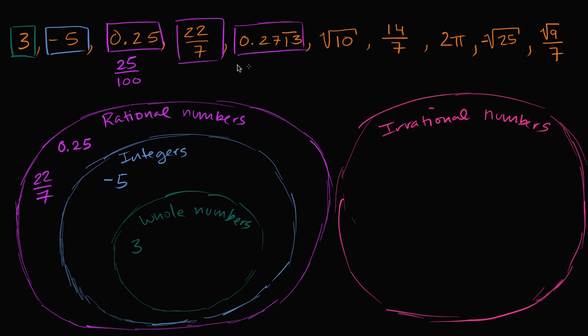Now, this over here, 0.2713, and then the 13 repeats. This is the same thing, 0.27131313. That's what that line up there represents.